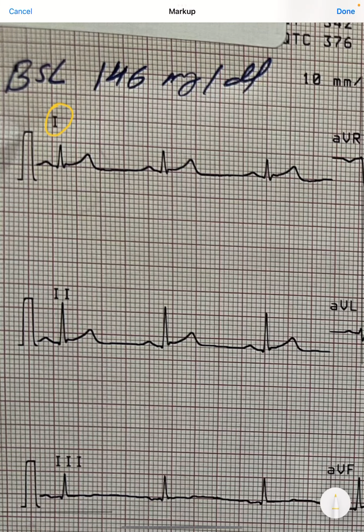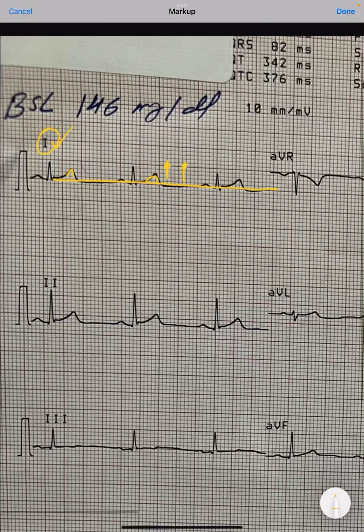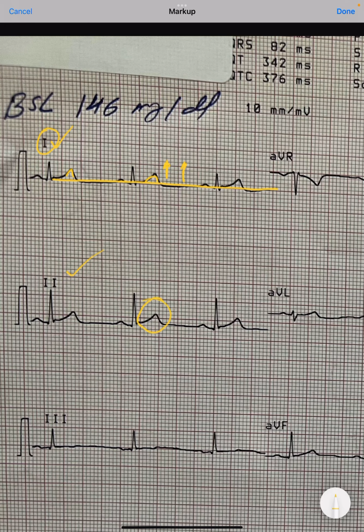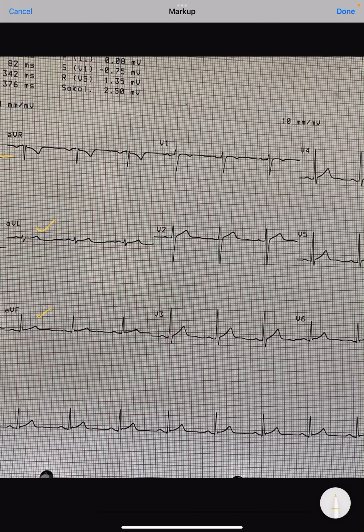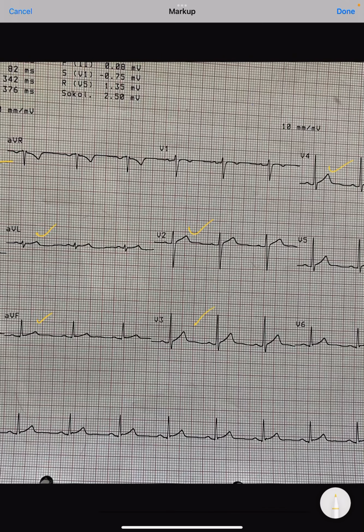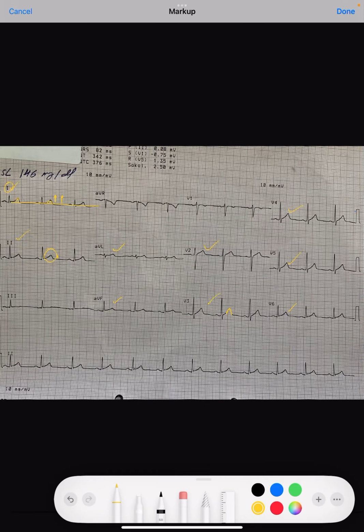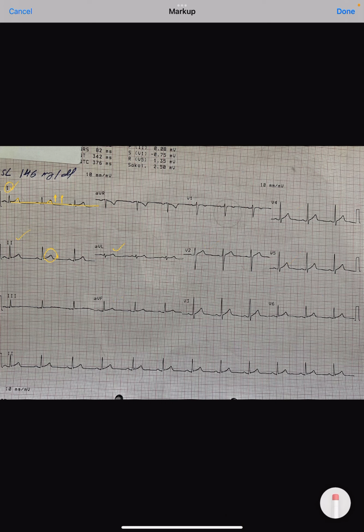So in lead 1, we have a positive T wave. See, this is the baseline and it is all above the baseline. So in lead 1 it is positive, lead 2 it is positive. It is around 3 to 4 small boxes wide and hardly 2 boxes tall. In lead 3 it is not significant, so we can simply ignore. In AVL, AVF, in leads V2, V3, V4, V5, V6, everywhere the T is positive. So in short, the T wave in this ECG is perfectly normal.